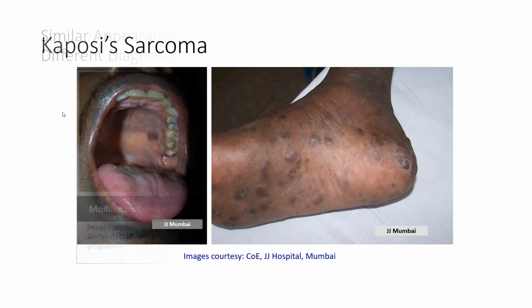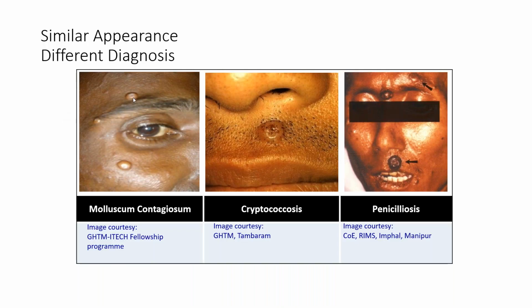My last slide is showing you that here you have 3 lesions. This lesion is molluscum contagiosum. This lesion turned out to be cryptococcus. This lesion turned out to be penicillium. So look at the morphology. They look almost similar. Here also there is a central umbilication. Here also there is a central umbilication. This is a much larger lesion with central ulceration and umbilication. These are from 3 different areas of the country. So you must remember that they can look morphologically identical, and so you must have a differential diagnosis.